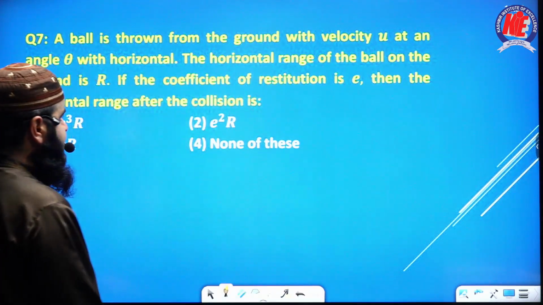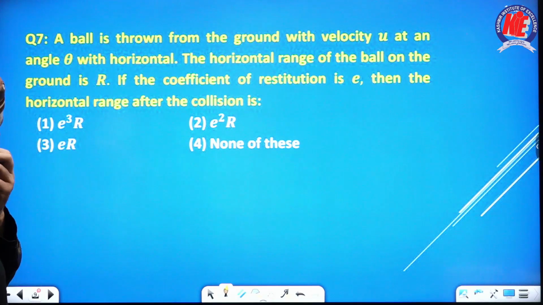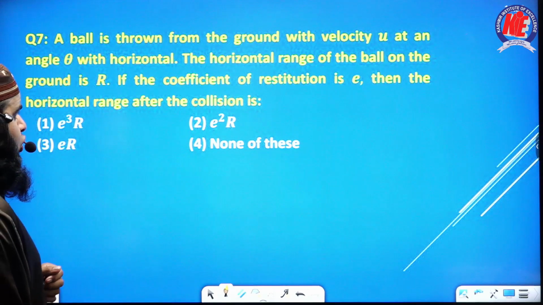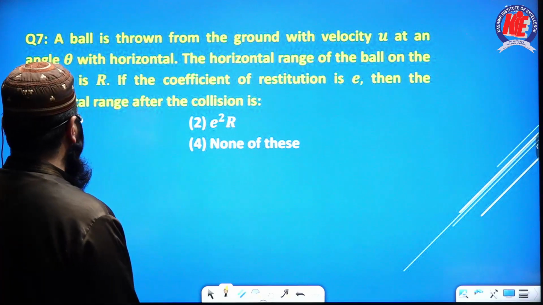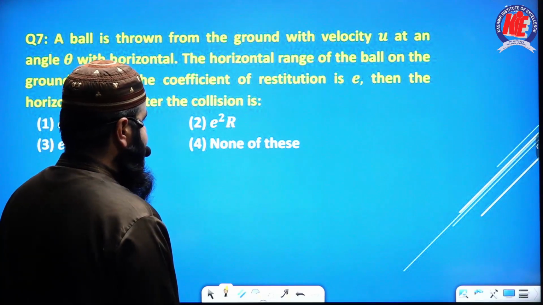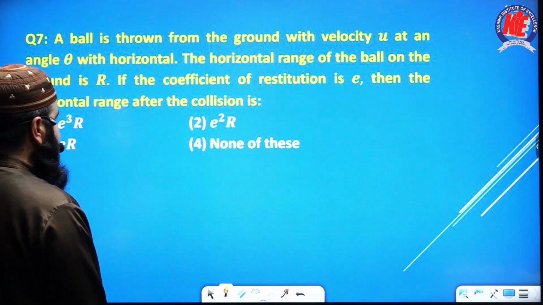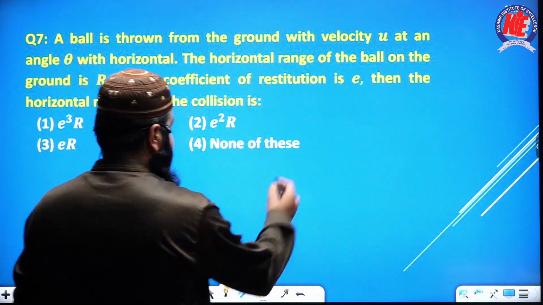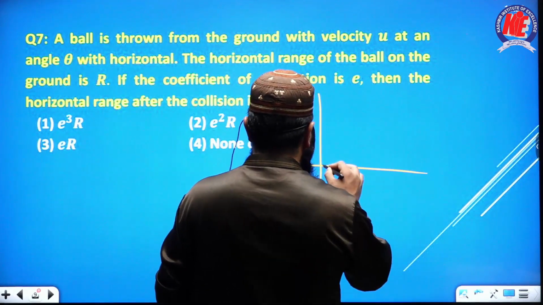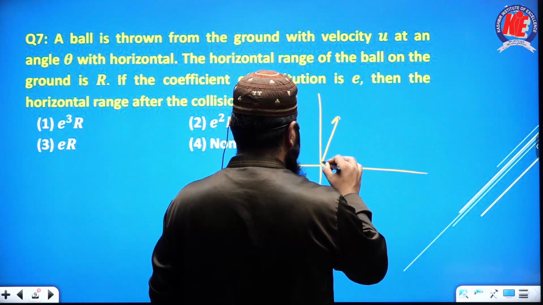Okay, a ball is thrown from the ground with the velocity u at an angle theta with the horizontal. The horizontal range of the ball on the ground is r. If the coefficient of restitution is e, then the horizontal range after the collision is. So if I draw the physical situation, it will go like this. Initially the body is thrown with some velocity, it will follow the path like this.